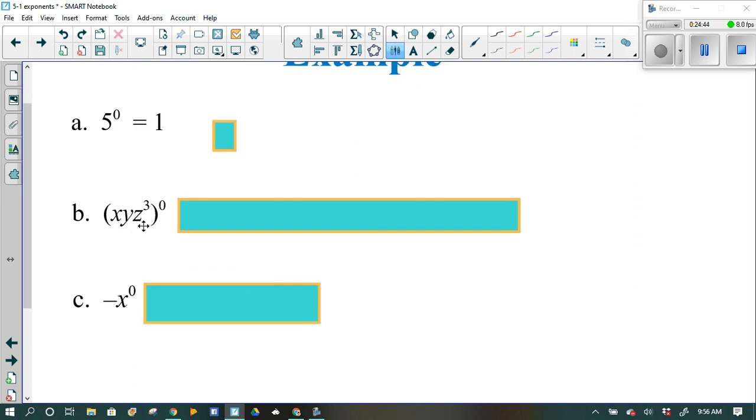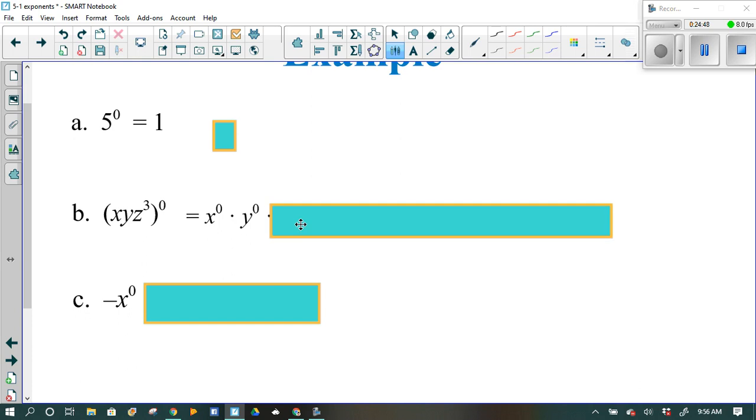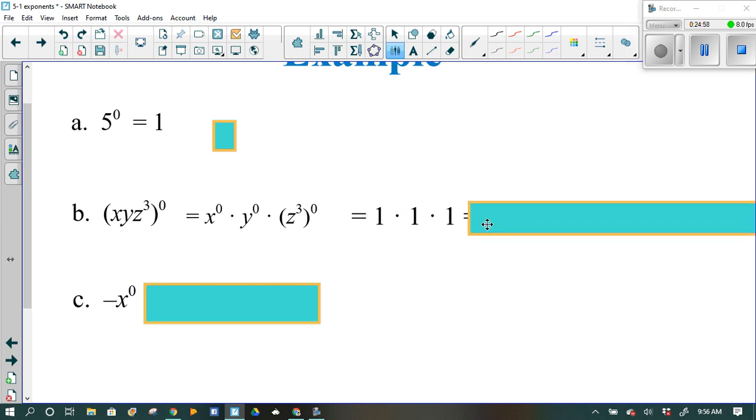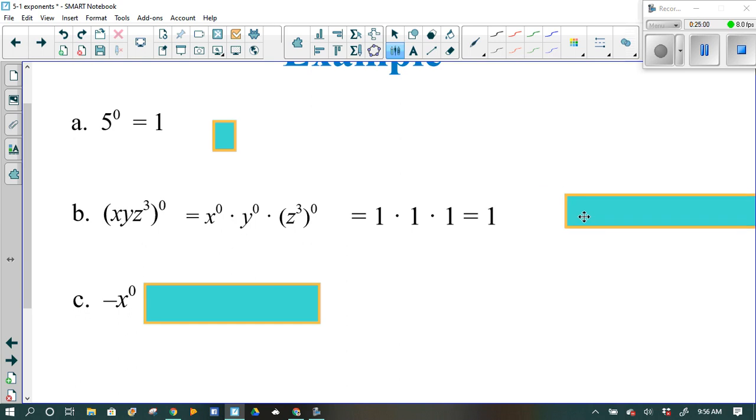x, y, z cubed to the 0 power. Well, if you distribute that 0 to all the parts, then x to the 0 is 1, y to the 0 is 1, z cubed to the 0 is 1. So 1 times 1 times 1 is 1. Because this whole thing is to the 0 power, it's just equal to 1. You technically didn't have to do all that.